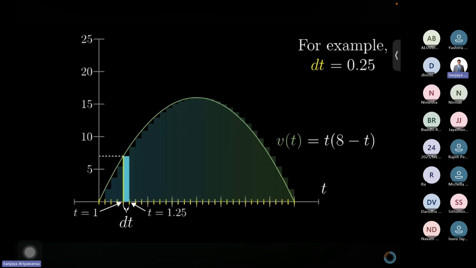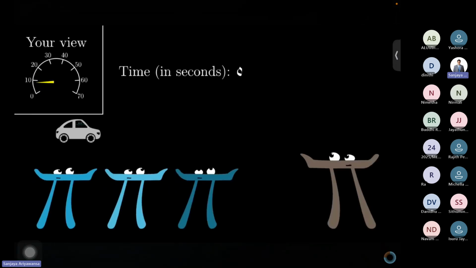Now consider one of those intervals, like the one between t equals 1 and 1.25. In reality, the car speeds up from 7 meters per second to about 8.4 meters per second during that time. And you could find those numbers just by plugging in t equals 1 and t equals 1.25 to the equation for velocity. What we want to do is approximate the car's motion as if its velocity was constant on that interval. Again, the reason for doing that is we just don't really know how to handle situations other than constant velocity ones.